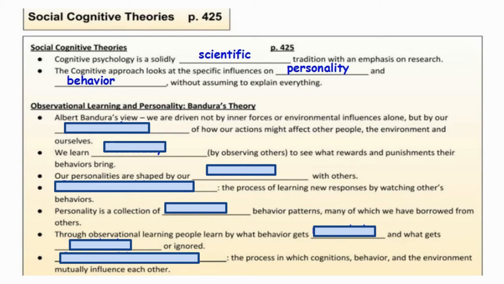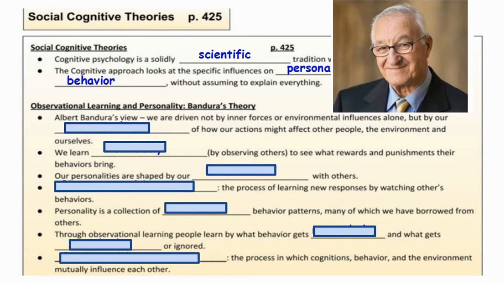Some of the different theorists that come out of this model are Albert Bandura and Julian Rotter. We're going to talk a little bit about Bandura. Bandura was probably known for doing a lot of work in observational learning. According to his view, we are driven not by inner forces or environmental influences alone, but for the most part by our expectation of how our actions might affect other people, the environment, or ourselves. We learn vicariously by observing others to see what kind of rewards and punishments their behaviors bring.